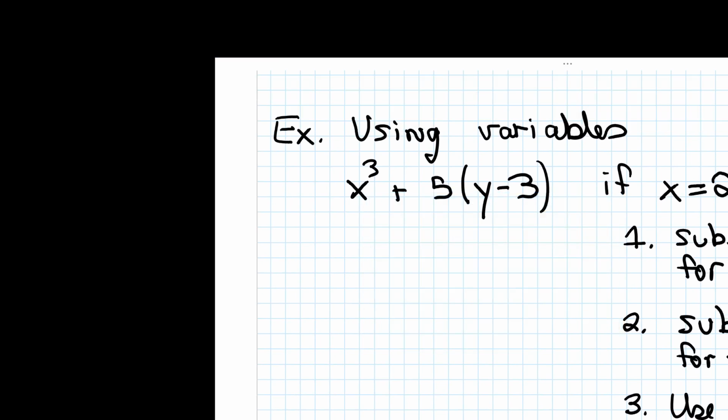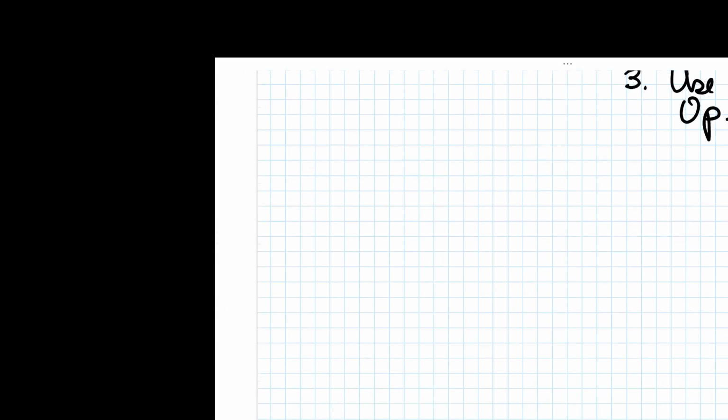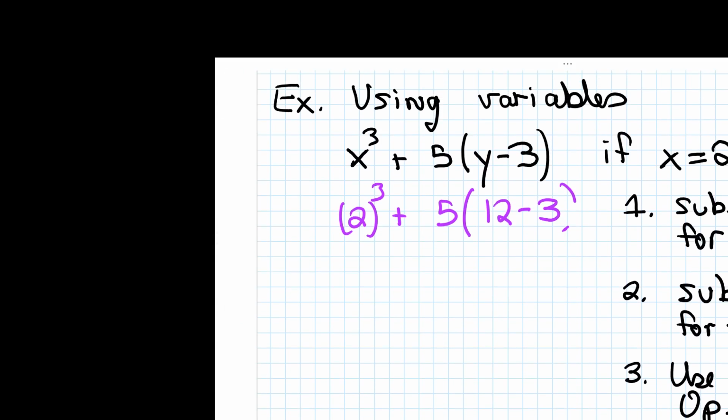All right, so x was what, class? So this is going to be 2 to the third power plus 5 times the quantity, 12 minus 3. Okay. Parentheses, then exponents. Sorry. We're back on the right screen. So the first thing I'm going to do here, 2 to the third power plus 5 times 12 minus 3 is what?